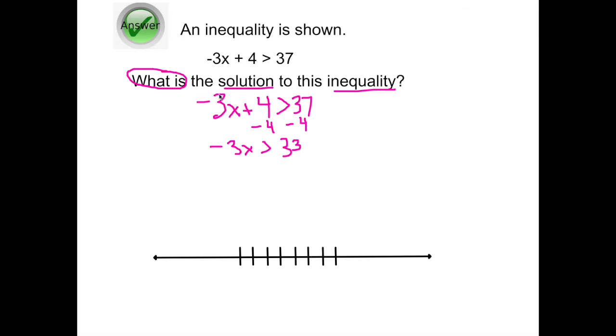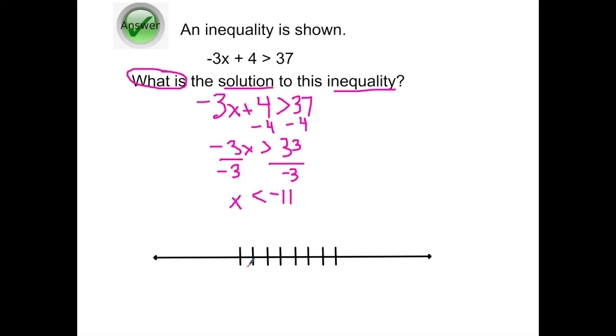To solve this, we have the original inequality and then we subtract 4 from both sides. The next step would then be to divide both sides by negative 3. And when you divide by a negative, you have to change the direction of the inequality. So our answer is x is less than negative 11.